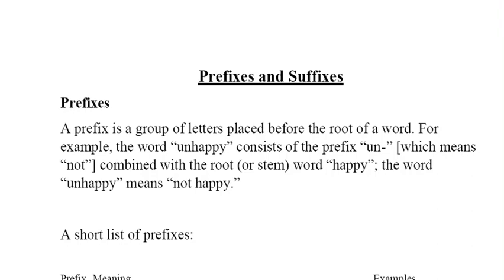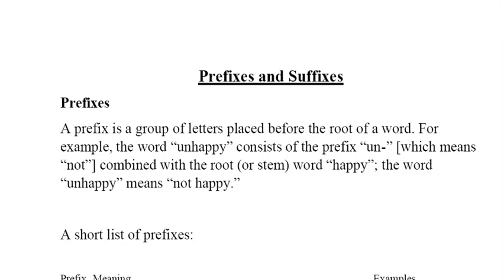So as you see, today we'll discuss prefixes and suffixes from English grammar. Before starting, let's go through the definition of prefixes and suffixes. In Bangla, these are called uposargo and anusargo. So here we see the definition of prefixes. It says, a prefix is a group of letters placed before the root of a word.